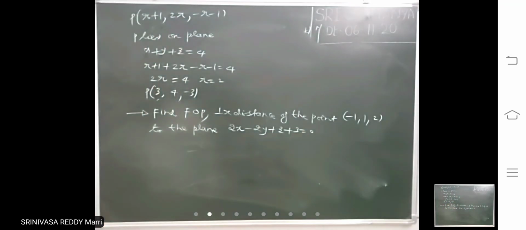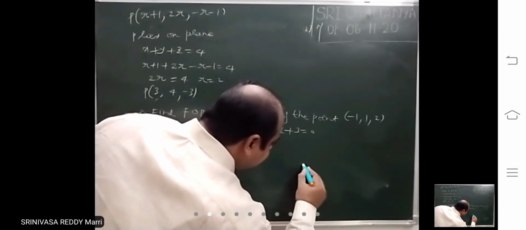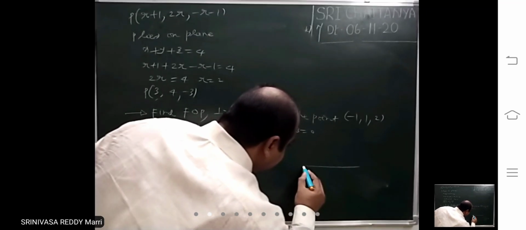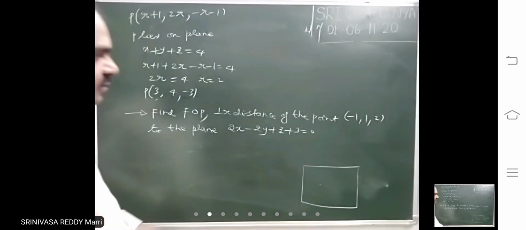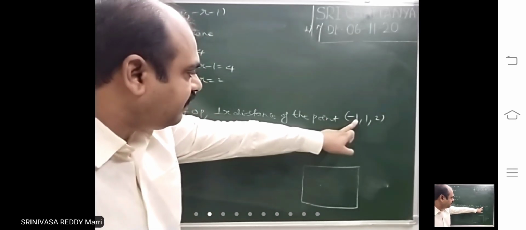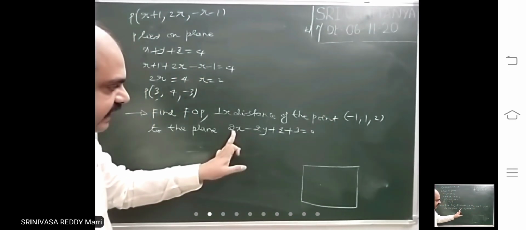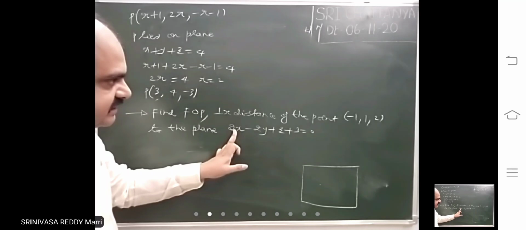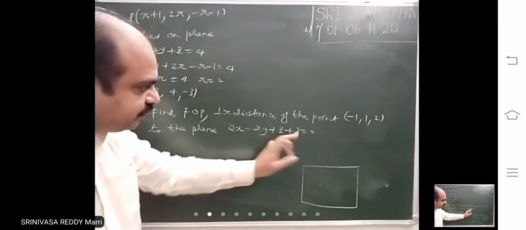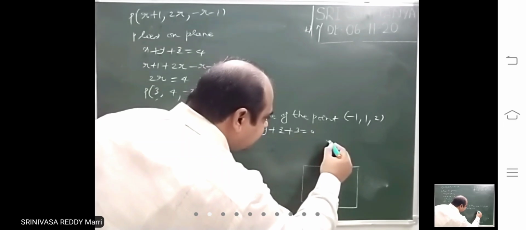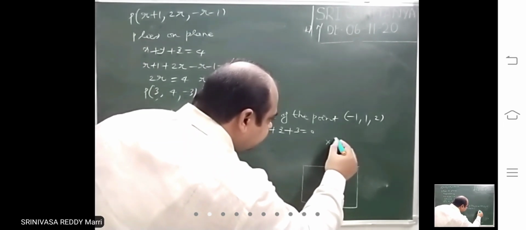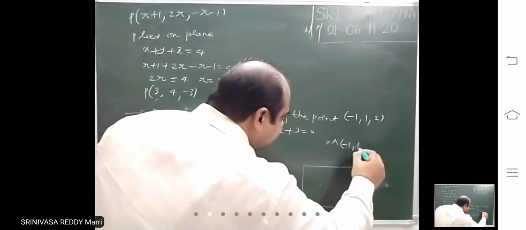Now, foot of perpendicular. We have discussed it yesterday. Look, a plane is there, and this is a point which will not lie on the plane. Substitute this: minus 2 plus 2 plus 3 will not be 0. That means it will be somewhere outside the plane.